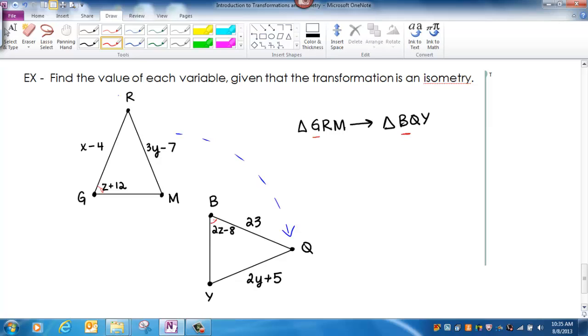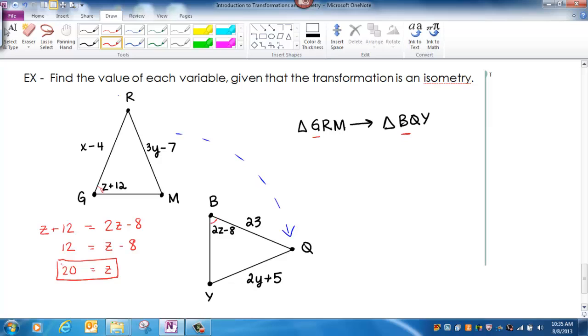So that means we can take angle G, which is z plus 12. That has to equal angle B, which is 2z minus 8. Okay, so then to solve for this, if we subtract z from both sides, we'd have 12 equals z minus 8. Then add 8 to both sides, and you would get 20 equals z. So that's one of the variables that we were asked to solve for.